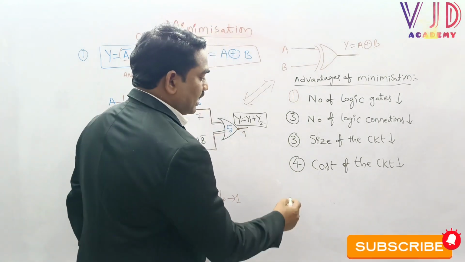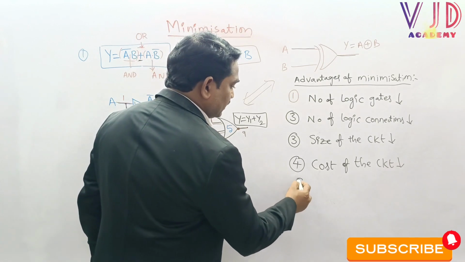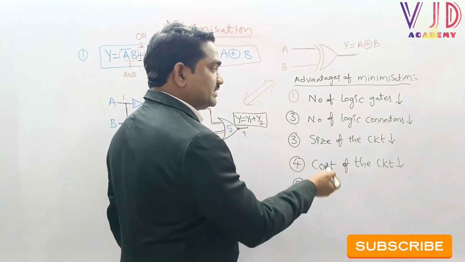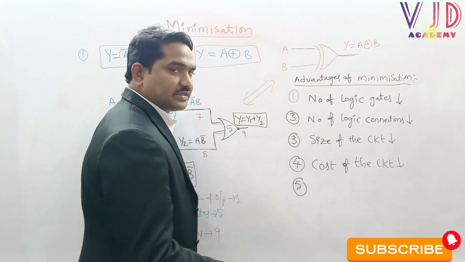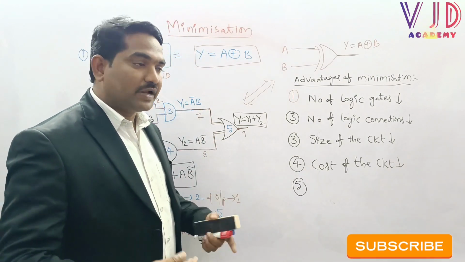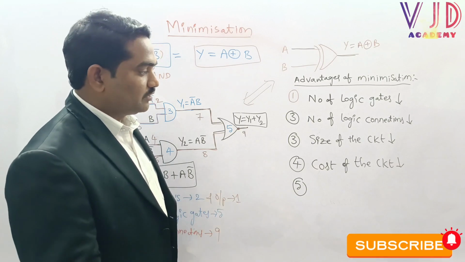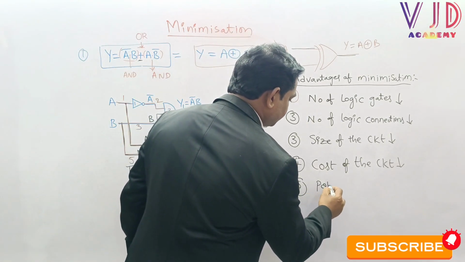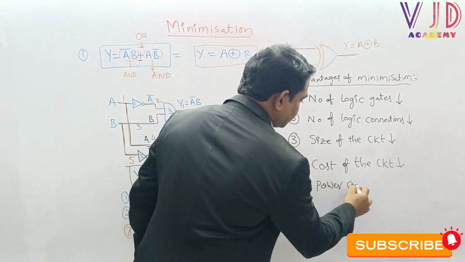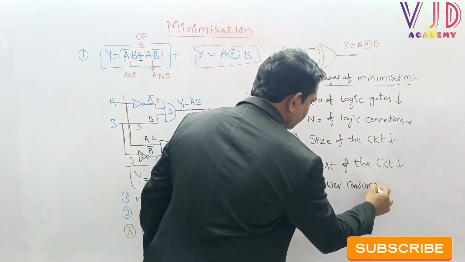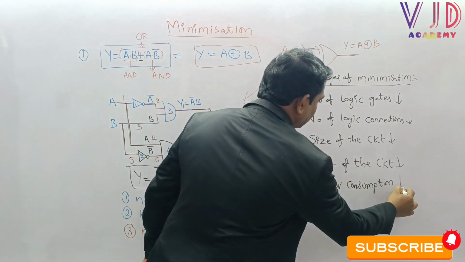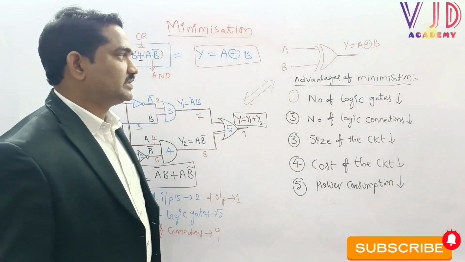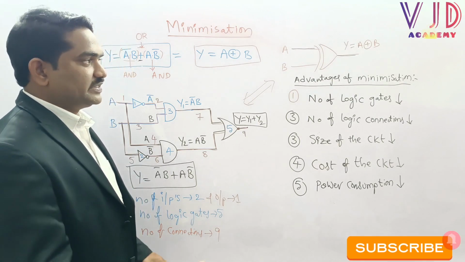One more thing: the moment the number of connections is reduced, the number of logic gates is reduced, and the size of the circuit is reduced, which means the power required to operate this particular logic circuit is also reduced. I can say that power consumption is also completely reduced. These are the basic advantages when we do the minimization process.